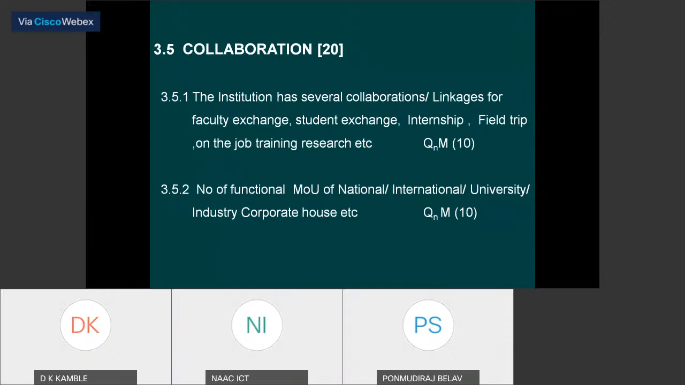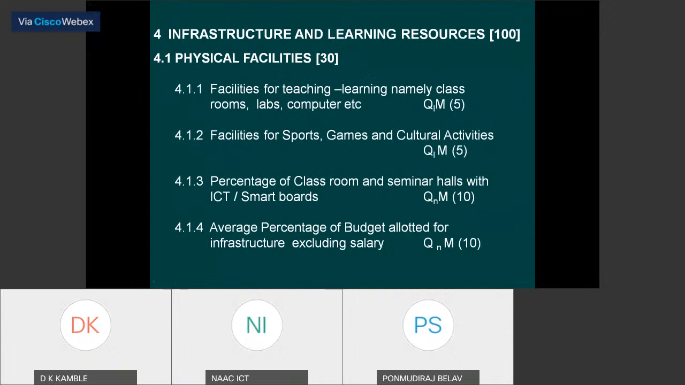And it should be functional during the last 5 years. Then only the NAAC will consider that MOU document in the MOU metric only. MOU document will not be considered in collaboration. Collaboration or linkages documents will not be considered in MOU. It should be separate. Then coming to the fourth criteria, it is related to infrastructure and learning resources.